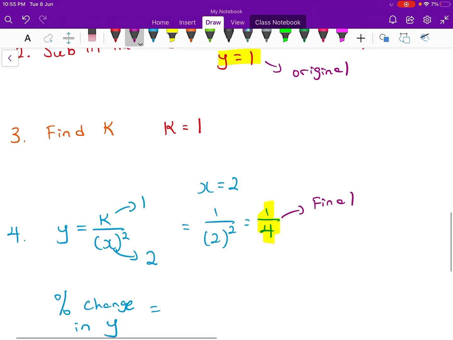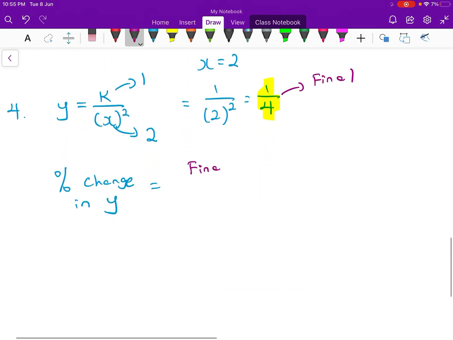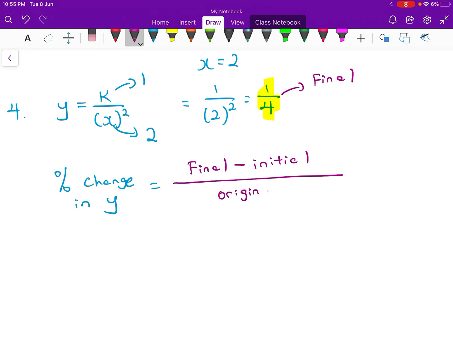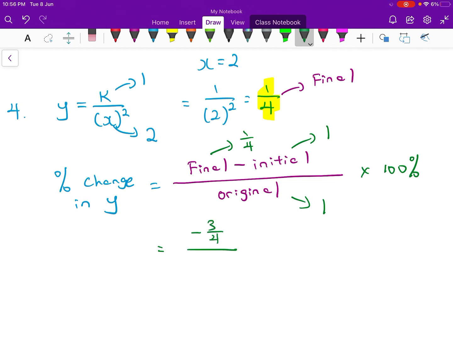Next, we just put in the final percentage change, right? So percentage change is final minus initial over original or the initial. Okay. So final minus initial, divided by original or your initial. Okay. So your original y is just 1 and your initial y is 1 also. Okay. Your final y is 1 quarter. You multiply by 100%. So your 1 quarter minus 1 is just minus 3 quarter. Divide by 1. You multiply by 100%. Okay, so you will get about negative 75%.